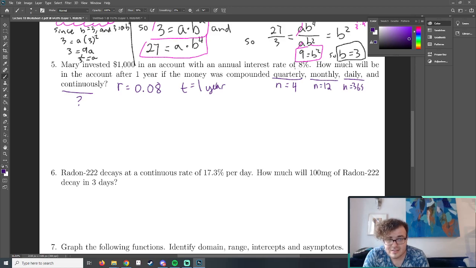And again, all these accounts have the same interest rate of 8% per year, so it might seem like you should have the same amount of money in any case, but it turns out that that's not quite true, which is in fact what the mathematician I was mentioning earlier noticed as they were doing their calculations, and it's what led to this last continuously thing. Let's calculate the first 3 first, and then we'll talk about the continuous one.